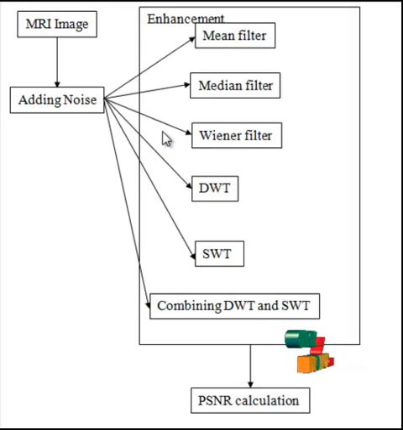Let me discuss the flow of the project efficient quality analysis of MRI images using pre-processing techniques. The initial step is the loading of MRI images from the database that we have given, and then noises are added to the image. The noises are added in order to reduce the quality. Noises in the image reduce the quality of the image.